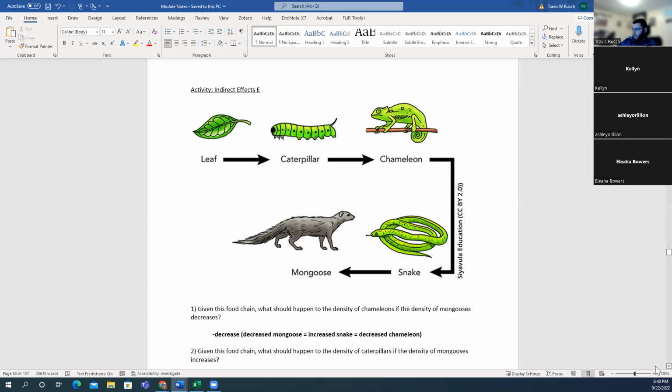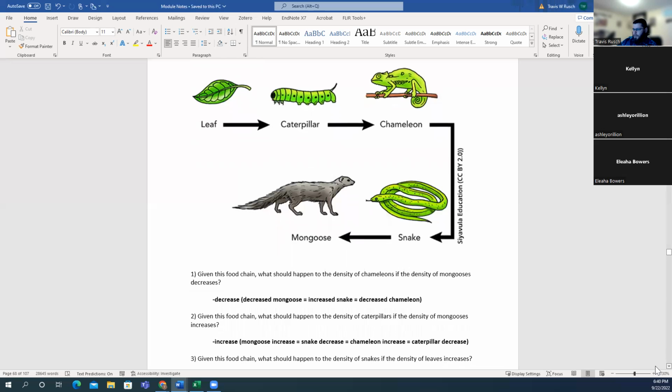Yeah, so we'll do one more, just to make sure we're on the same page. So what would happen to the density of snakes if the density of leaves increases? So we have more foliage or more leaves moving up the food chain. What would that do for caterpillars? Increase. Yeah, we'd have more caterpillars. And what would that do for chameleons? Increase. Yeah, they have more chameleons, and if more chameleons are available, how would that affect snakes? Increase. Yeah, exactly. So if the bottom one increases, it's good for everybody. Everybody increases. If the bottom one decreases, it's bad for everybody. Everything decreases.